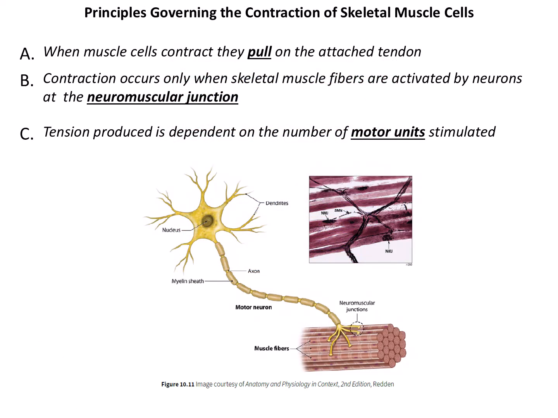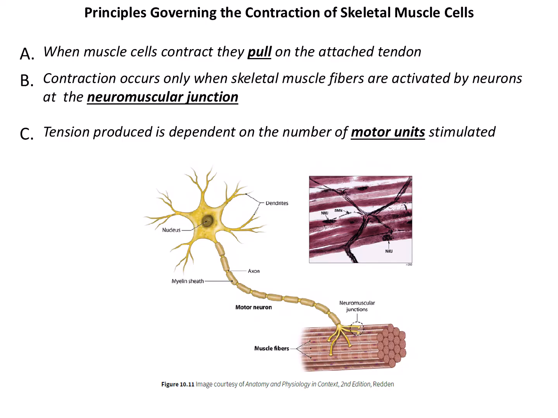Before we move into the details of muscle contraction, it's important to understand the key principles governing contraction of skeletal muscle cells. The first thing you absolutely need to remember is that when muscles contract, they pull on a tendon. Muscles never push on anything. They always pull on the attached tendon and as a result move the bone or tissue it is connected to. Secondly, contraction only occurs when muscle fibers are stimulated to contract at the neuromuscular junction. The neuromuscular junction is where the nervous system, neuro for nerve, meets the muscle.